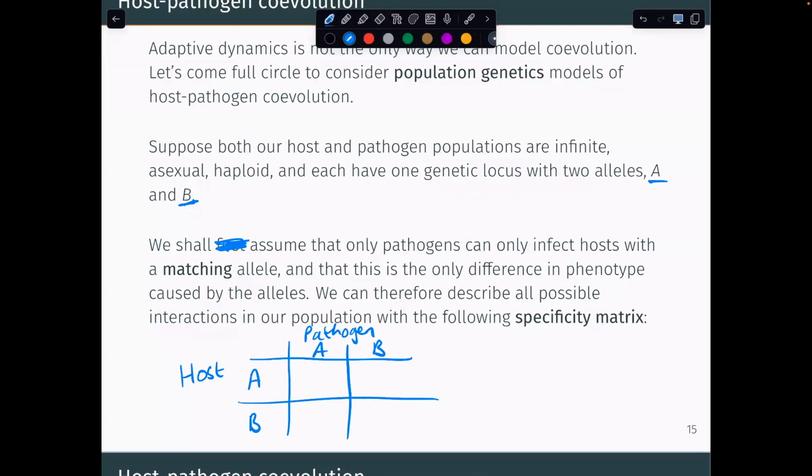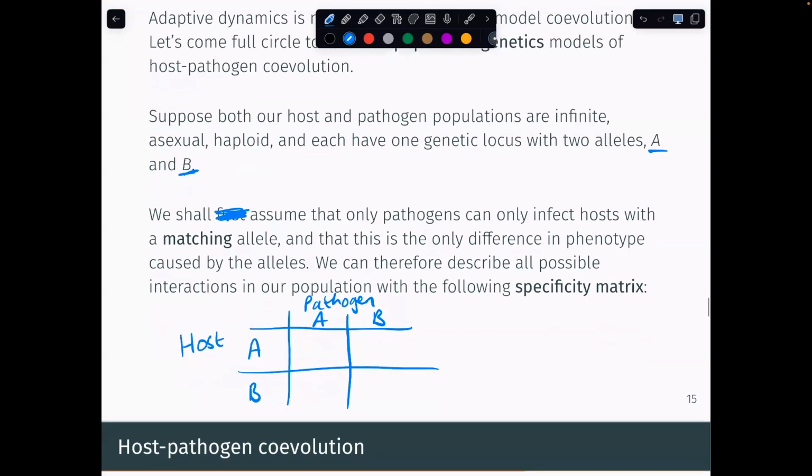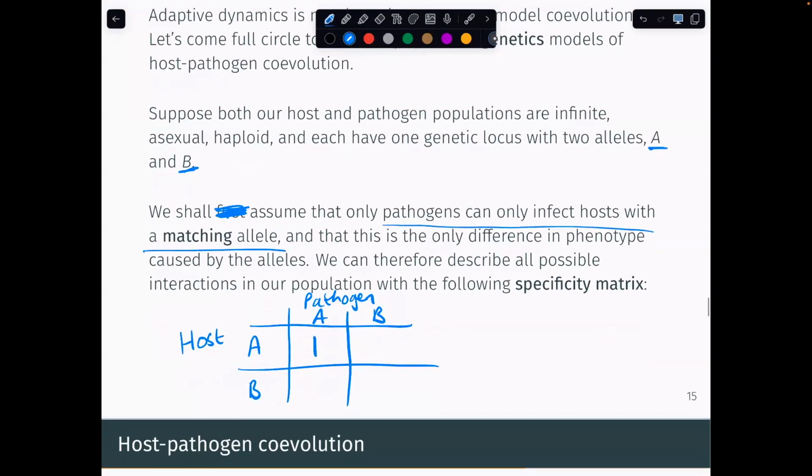And this specificity matrix, I'm going to say this is essentially the probability of infection if they come into contact with each other. So given that pathogens can only infect hosts with a matching allele, pathogen A has probability 1 of infecting host A. Pathogen B has probability 0 of infecting host A, and vice versa. Pathogen A has probability 0 of infecting host B, and pathogen B has probability 1.